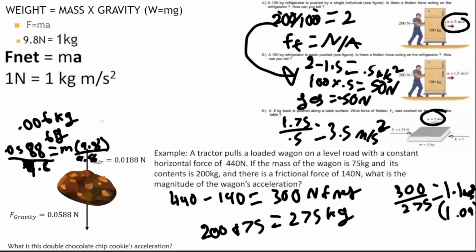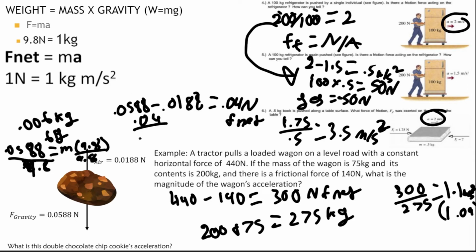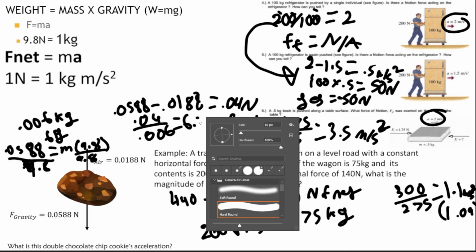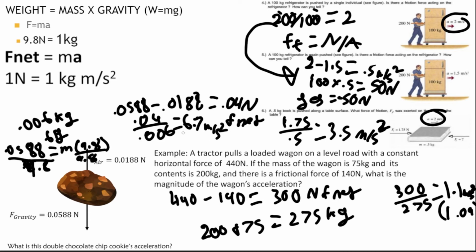So let's continue. Now that we have the mass of the cookie, which is very small, we want to find F net, the total force being acted on it. So we do 0.0588 minus 0.0188. That is equal to 0.04 newtons F net. That's our net force. And now we just gotta find our acceleration. We have 0.006 and we have 0.04, so we divide them: 0.04 divided by 0.006, and that's equal to about 6.7 meters per second squared. That is how we solve for that problem.